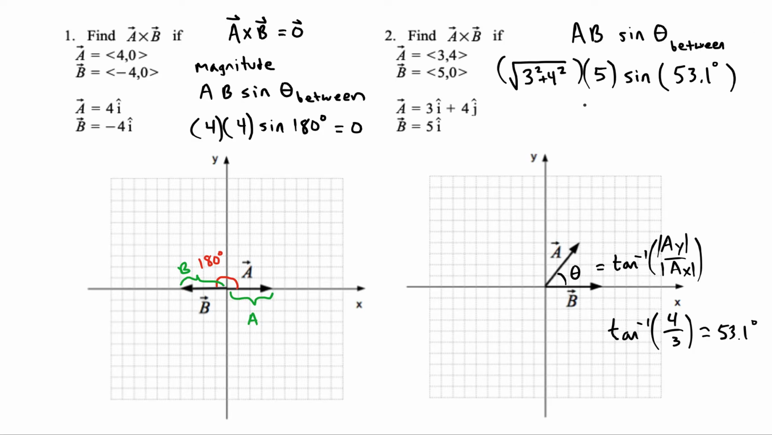All right, so it comes out to 20. So A cross B has a magnitude of 20, but we need the direction too. Okay, so we need the direction. So you got to point your pointer in one direction and then your middle finger in another. So you want the pointer pointing in the direction of A.